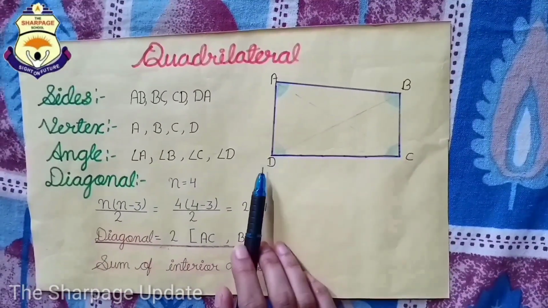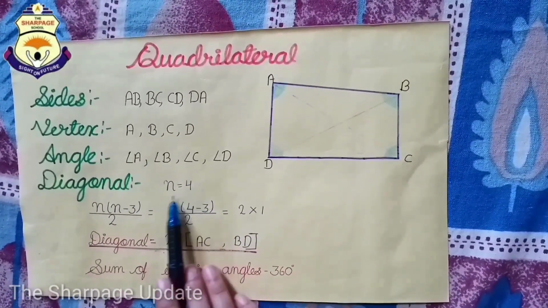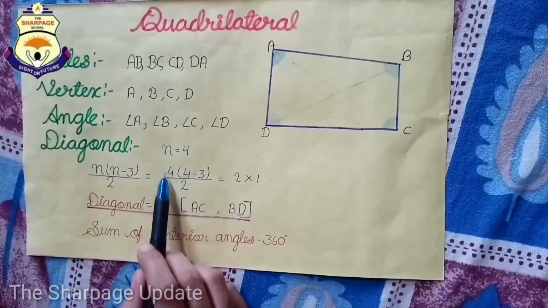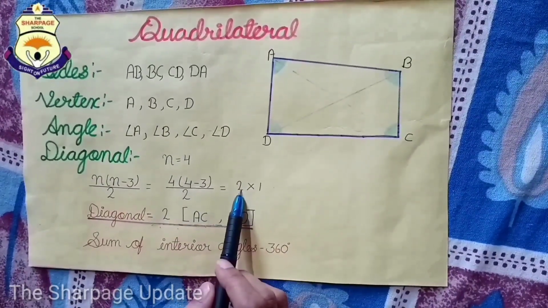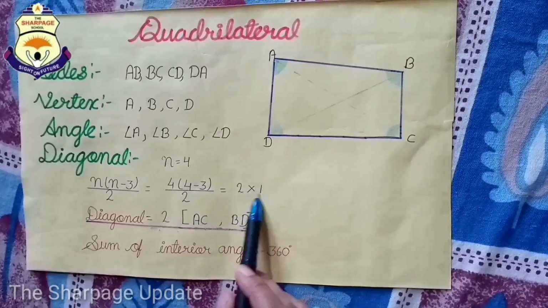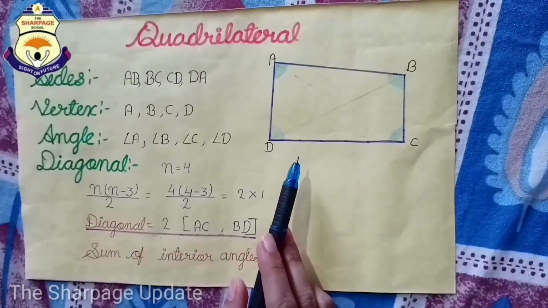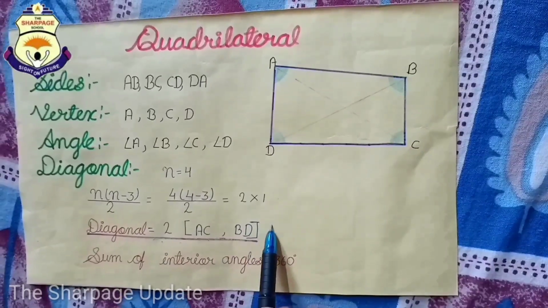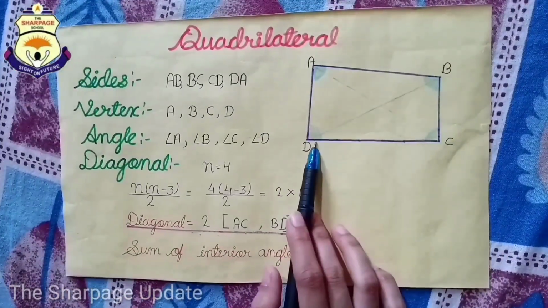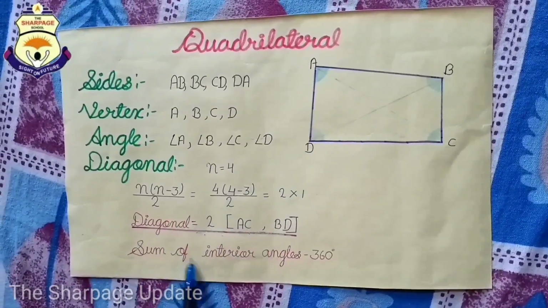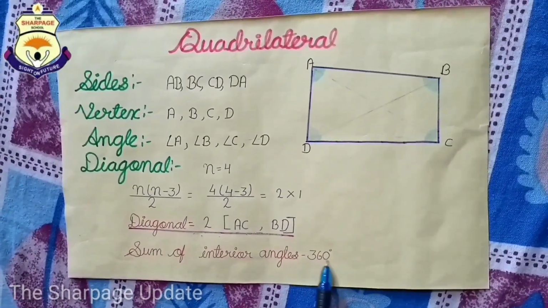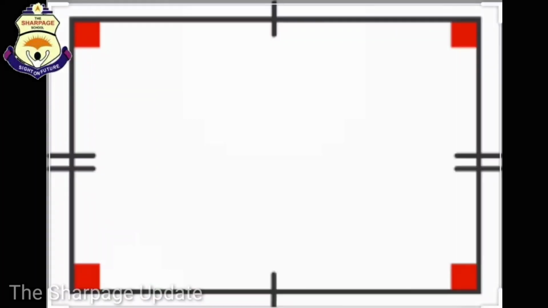So the number of sides of a quadrilateral is 4. So we take 4 in place of n. 4 divided by 2 is equal to 2 and 4 minus 3 is equal to 1. 2 multiplied by 1 is equal to 2. So there are 2 diagonals in a quadrilateral, and in this figure diagonals are AC and BD, and in a quadrilateral the sum of interior angles is 360 degrees. In quadrilaterals, square is an example of a regular polygon and rectangle is an example of an irregular polygon.